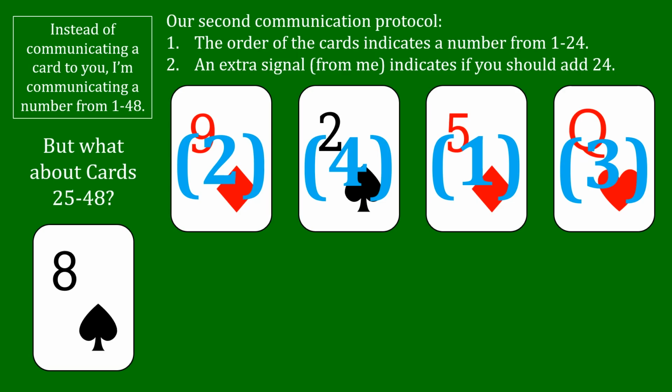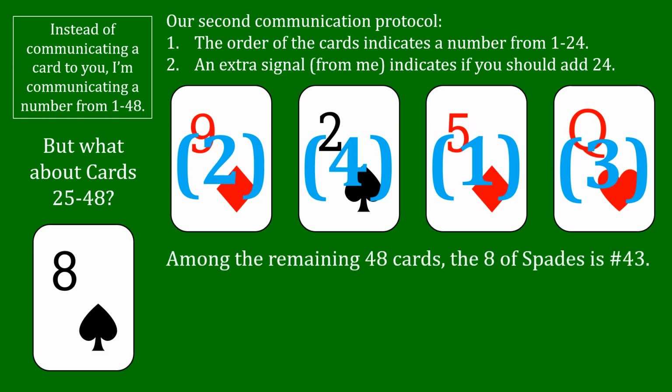Among the 48 cards, the 8 of Spades is number 43. How did I get this? Well, the King of Spades is 48, and 8 is 5 below King, and 5 below 48 is 43. To communicate 43 to you, I split 43 into 19 plus 24.